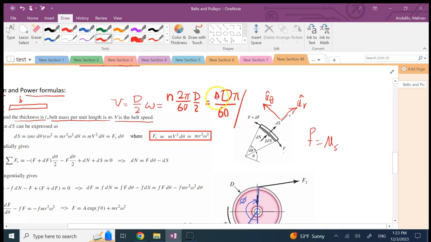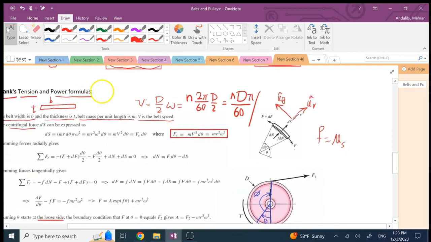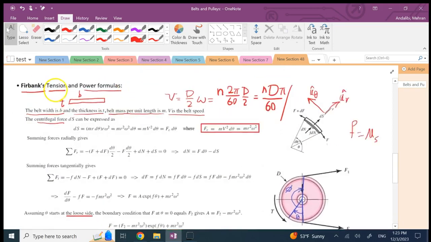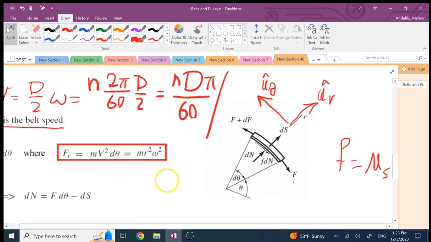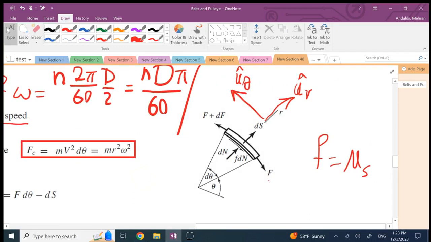Okay, so if you want it in RPM, then you can find the velocity of the belt with this formula. Okay, so let's go ahead and apply the equations of equilibrium. So in the radial direction, what do we have? In the radial direction, by the way, since this angle is theta, each one of these forces, F and dF, are not perfectly aligned with theta.